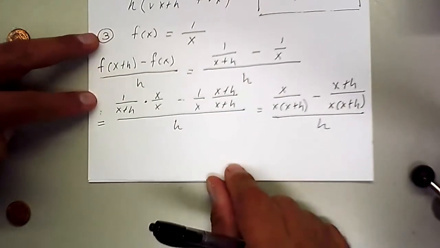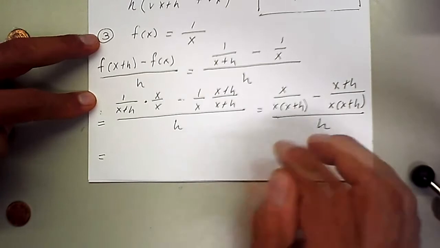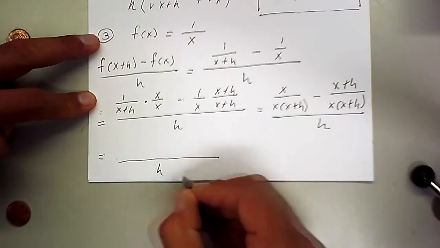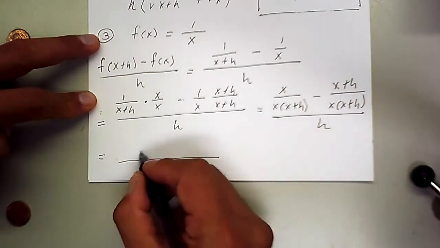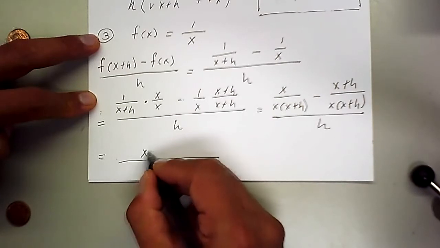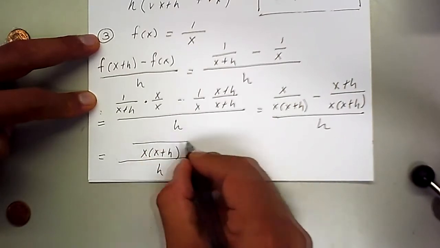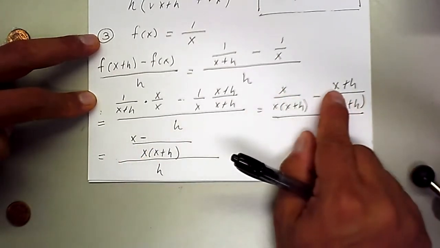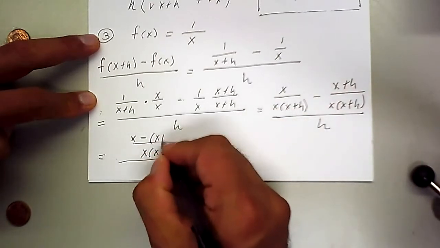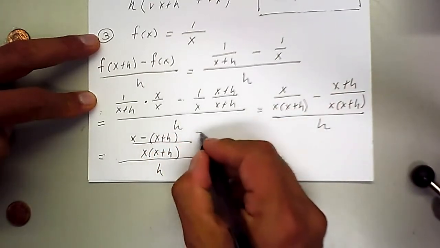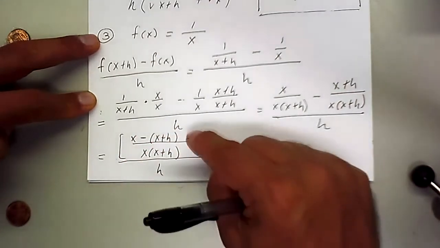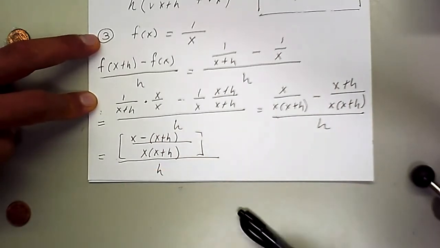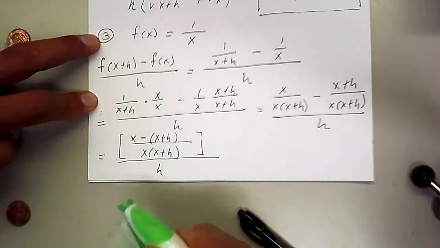Now there is something important that is going on in the combining of those two. So let's keep the h down here, and we're going to have a fraction with denominator x times x plus h, and in its numerator we're going to have x minus the quantity x plus h. That is very, very important. And I'm putting a bracket to emphasize that this is still the numerator and this is the denominator of this big fraction.